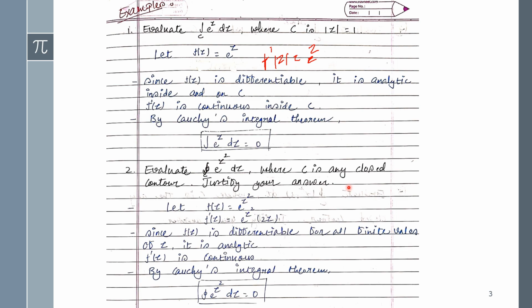As you know, first of all you have to find f of z and then after that you have to find f dash z. So f of z I have written here as e raised to z square, and the derivative of this function will be e raised to z square as it is.